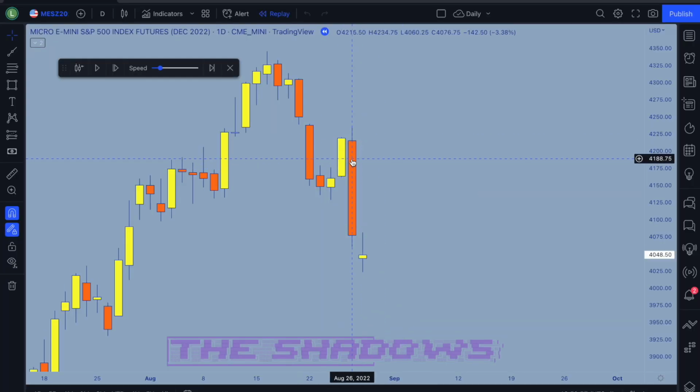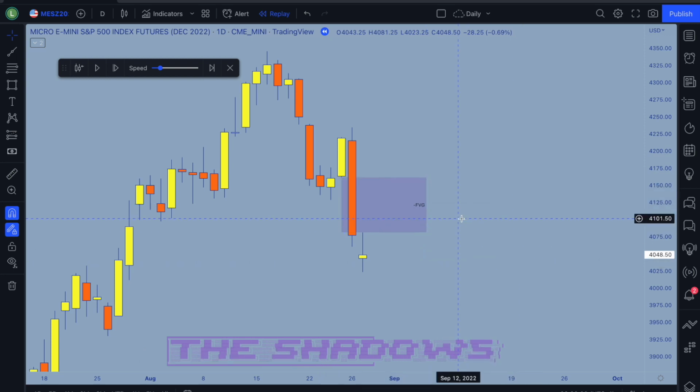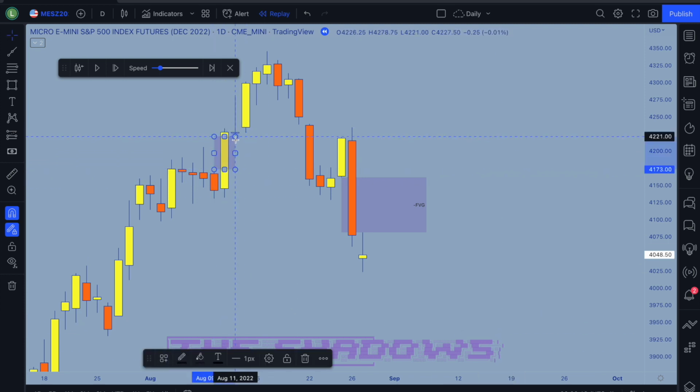So this is the gap from the example, and if we draw it, we'll see candle A from the low to the high of candle C. I like to use these rectangles, and I have a nice template set up, and I use minus fair value gap for a bearish fair value gap. Bearish just means the gap was formed on the way down. Bullish would mean the gap is formed on the way up. For example, this was a bullish fair value gap.